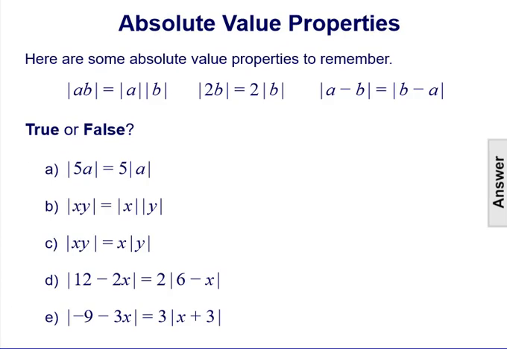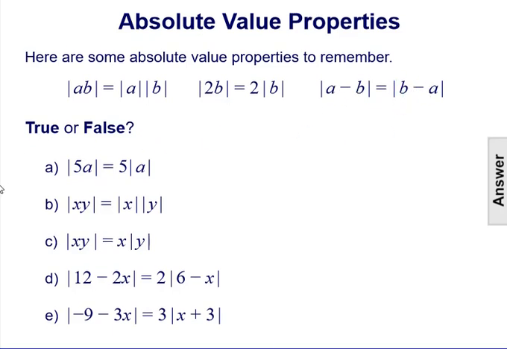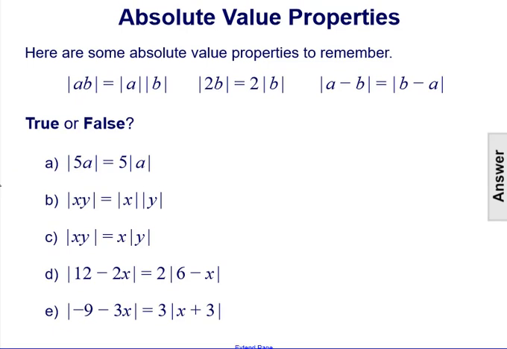Some other properties we have are where the absolute value of a product is equal to the product of the absolute values of each factor. Then we have the absolute value of a constant. For example, 2 times a variable, you can pull out that constant from the absolute value. And then we have the absolute value of a minus b is equal to the absolute value of b minus a. So let's see if any of these follow that pattern. So the absolute value of 5a equals 5 times the absolute value of a, matching this second property here with our constant coming out of the absolute value, so that is true.